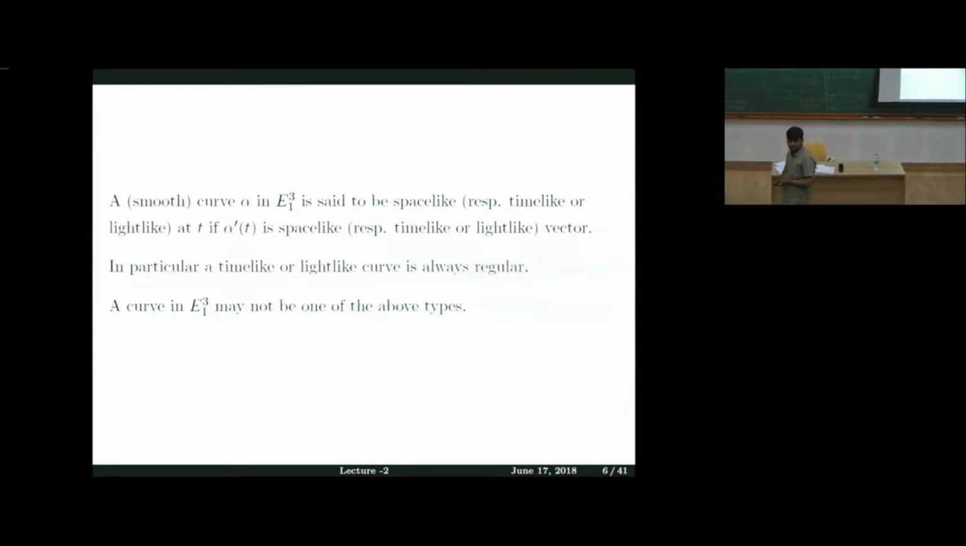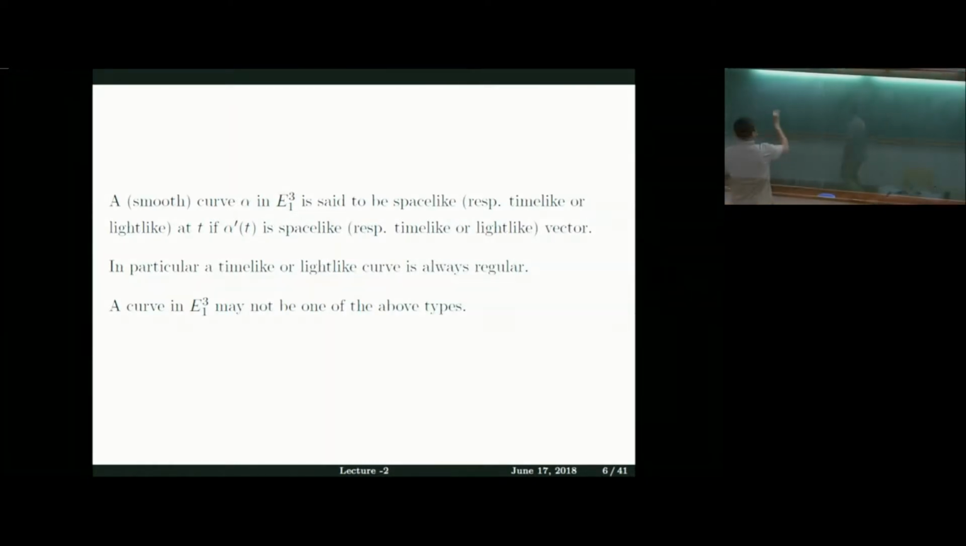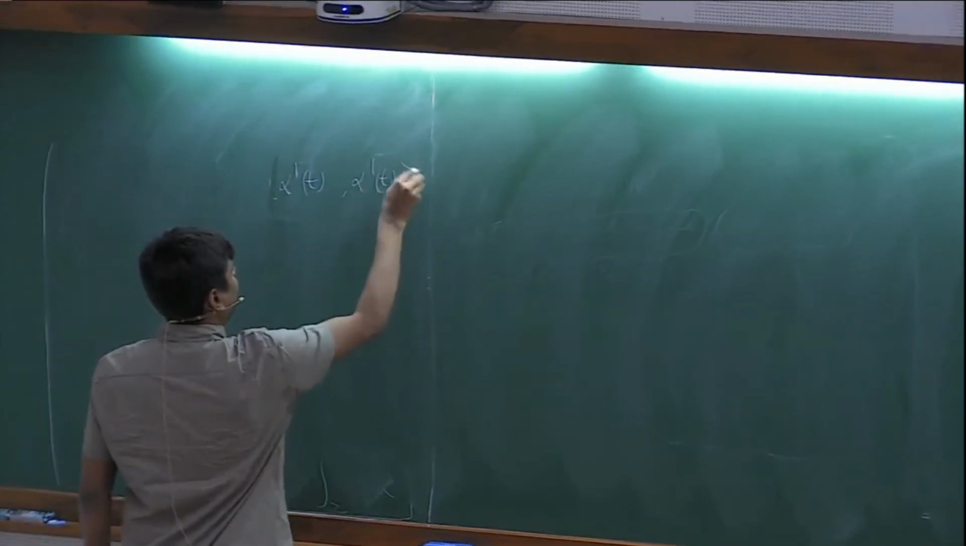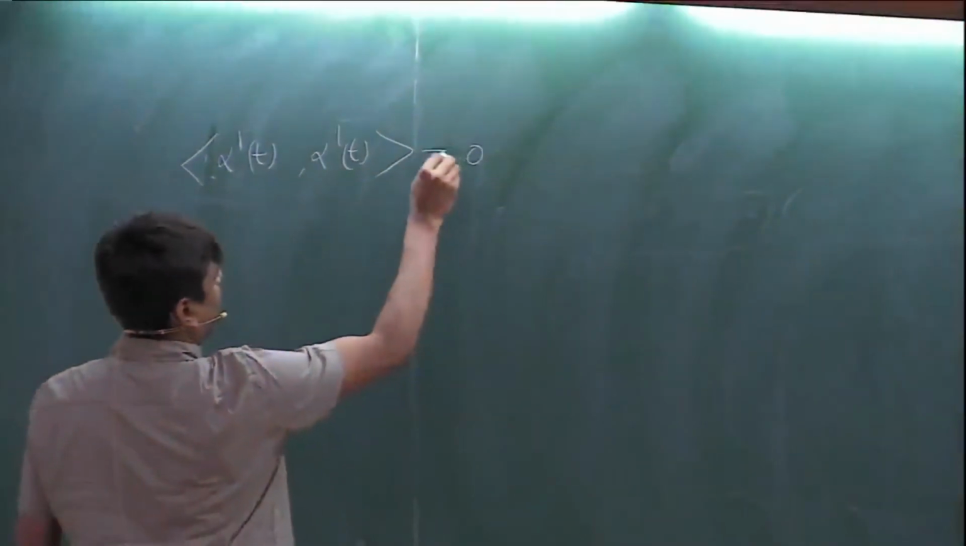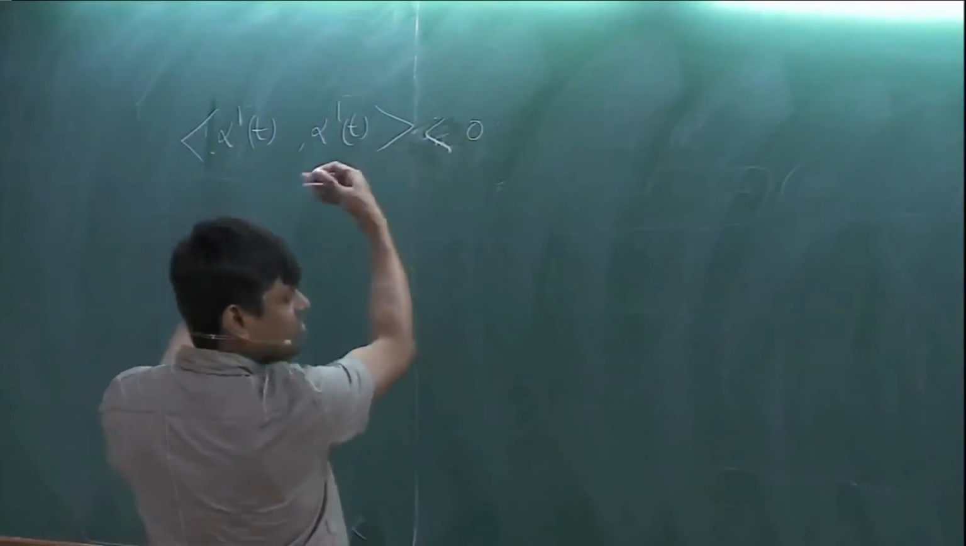So if it is time-like, then the product of alpha prime of t with itself is less than 0, so it is not equal to 0. In the light-like case, if it is 0, then the curve will be constant, and then also we are done. So time-like and light-like curves are always regular curves.